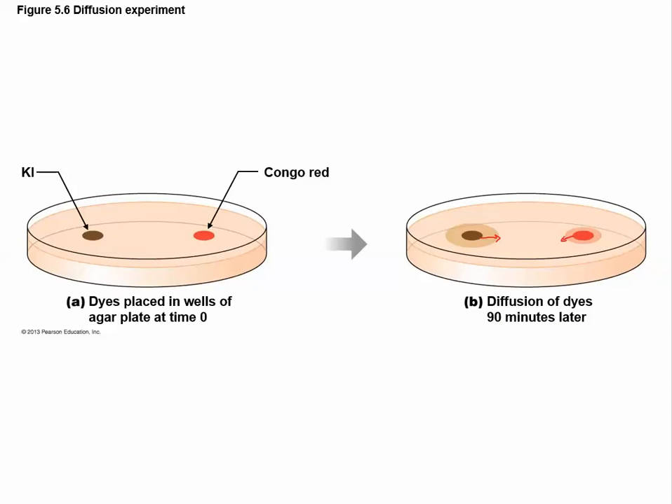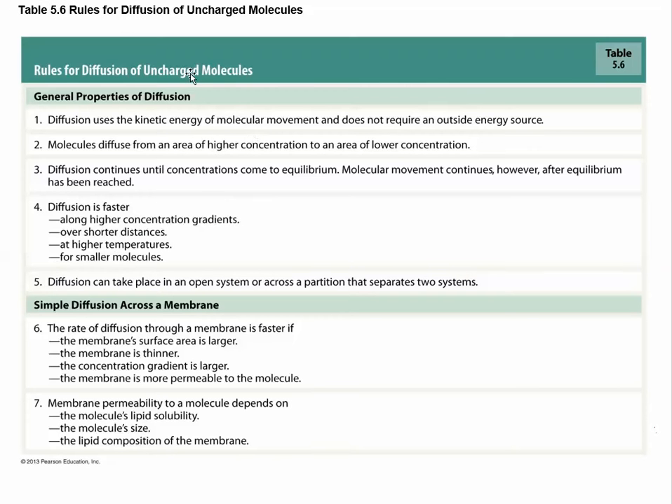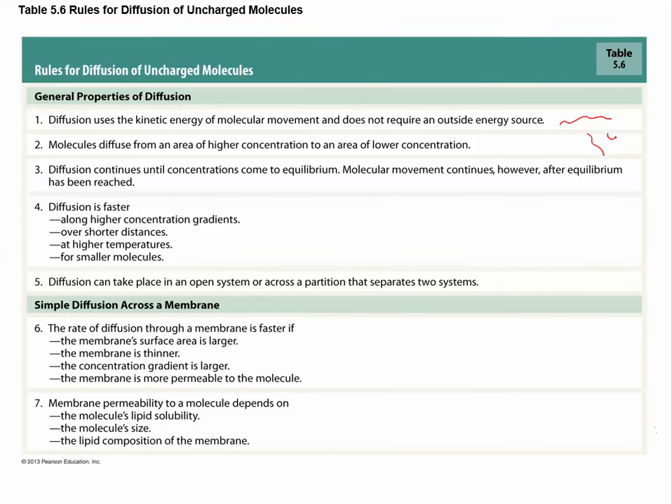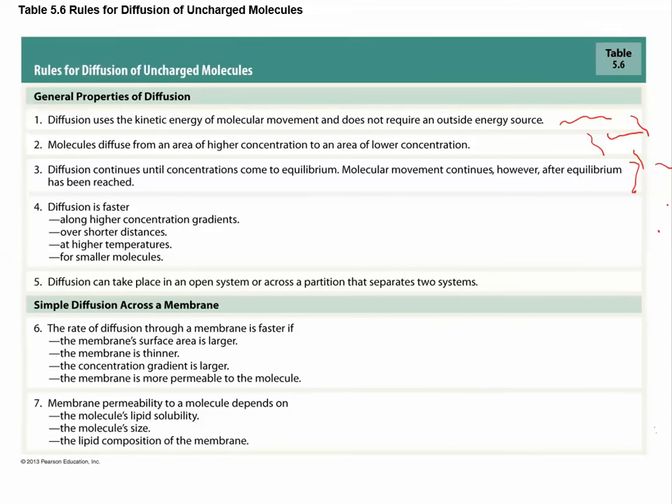So this is just an example. It shows a couple of things, potassium iodide and Congo red dye. And you can see here that it's diffusing. Okay, so it's going to diffuse out until it reaches a concentration equilibrium. Okay, so here are some points, and these are things that you need to know. Diffusion uses kinetic energy, that means energy of motion, and that's how diffusion takes place because everything is in motion. Okay, so they will tend to bounce off of each other until they reach an equilibrium.